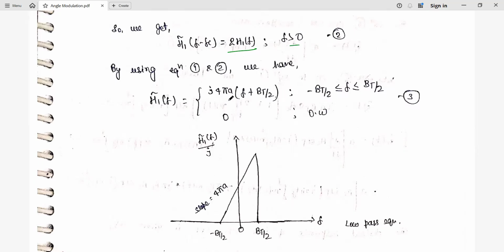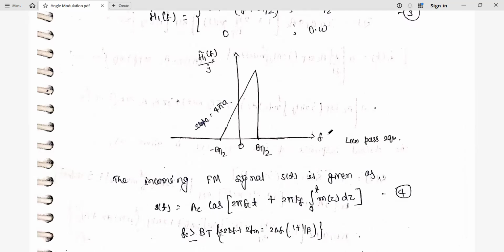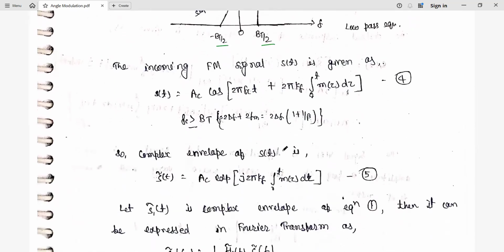So 2 into j 2 pi, here fc plus BT by 2, and here this range minus BT by 2 to plus BT by 2. So finally, the response of the low pass filter is going to be in this range. Now the slope becomes 4 pi a, and the range of the frequency is minus BT by 2 to plus BT by 2. Here this BT is the transmission bandwidth.